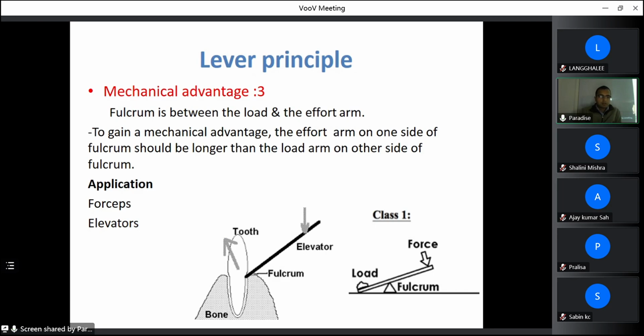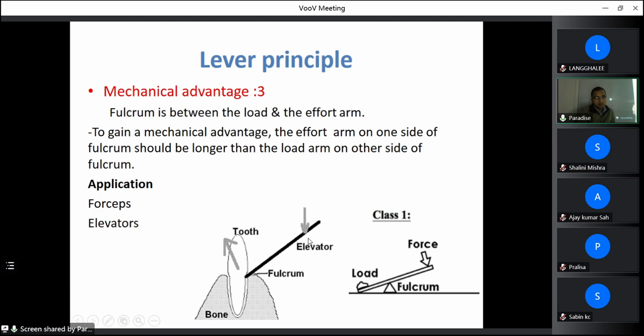Forceps and elevator work on the lever principle. It works on a first class lever. The fulcrum is between the load and the effort arm. To gain a mechanical advantage, the effort arm on one side of the fulcrum should be longer than the load arm on the other side of the fulcrum. What do you mean by the mechanical advantage 3?